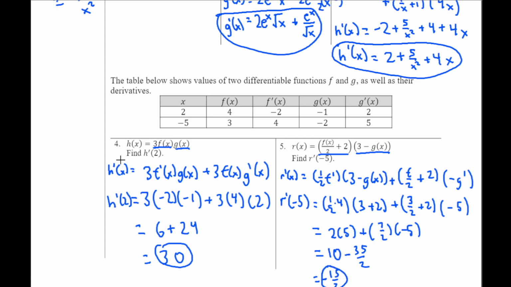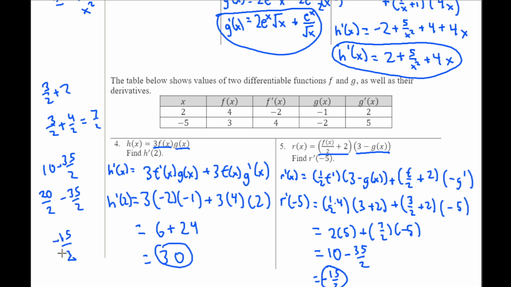Negative 15 over 2. So if you're confused on how we did these fractions, like the 3 halves plus 2, getting 7 halves, we can rewrite that as 3 halves plus 4 over 2. We want to make the common denominator, so that's just 7 halves. The 10 minus 35 over 2, we make a common denominator of 2, so put a 2 on the bottom and multiply the 10 by 2, so it's 20 over 2 minus 35 over 2. That's how I got negative 15 over 2.